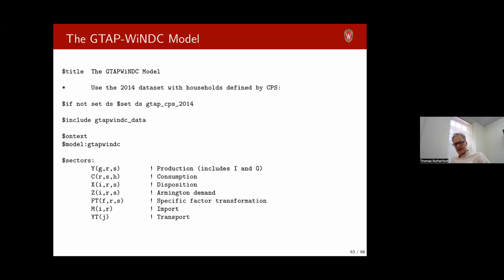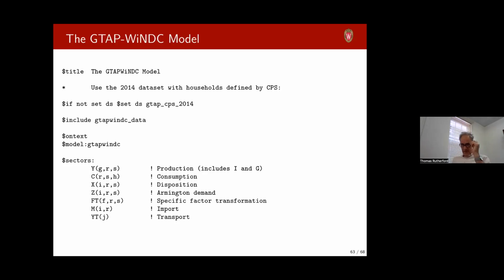The version I'm running here is from 2014, but we've just recently got the version 11 GTAP data, which has a 2017 base year. So that's something that will be available. This is the 2014 data set here. You say include GTAP WiNDC data, and that goes out and grabs the data set you've identified. You indicate what data set you want, it goes and gets it, and then we've got the model.